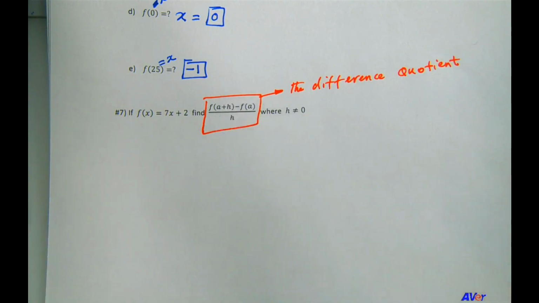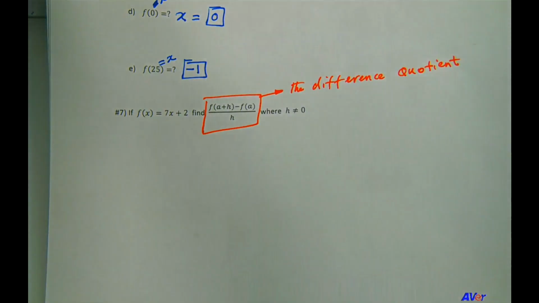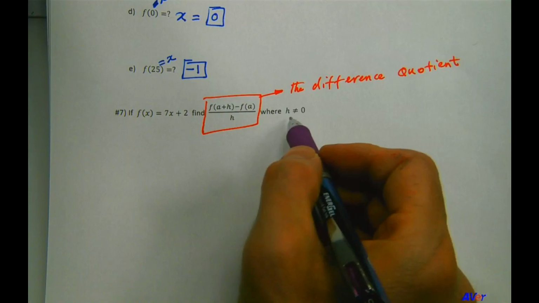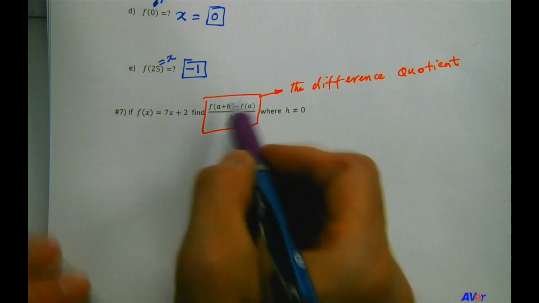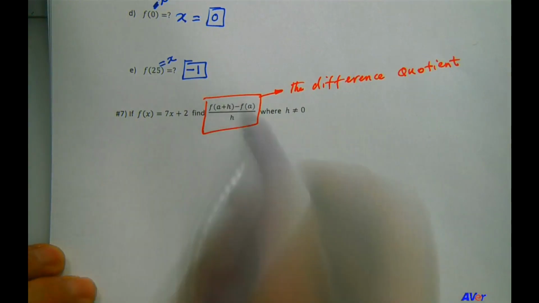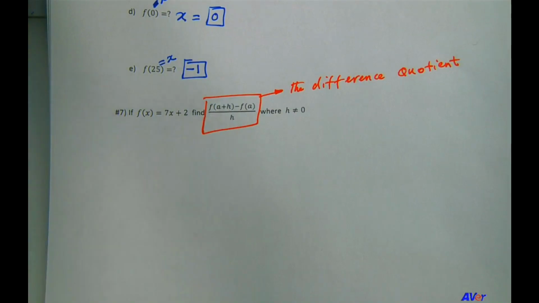So h has a meaning in calculus, but in this class, we just accept it as another variable that cannot be 0. That's all. So now, let's calculate this quantity. How are we going to be able to calculate this quantity?